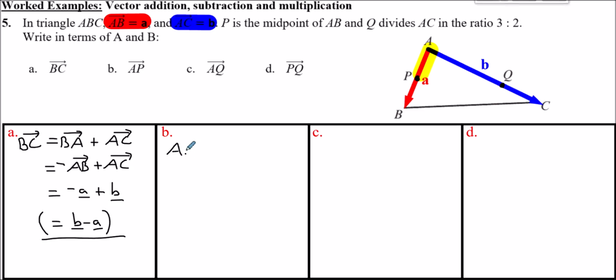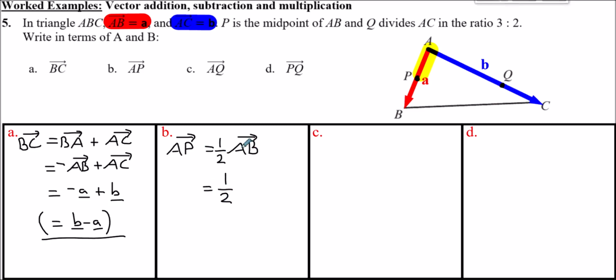So from A to P, it's along AB. Okay, it's along the road that goes from A to B, but it's not the full way from A to B. So how far along the road AB is P? Well, it says P is a midpoint of AB. Midpoint means you only need to go half the way along. So rather than going all the way from A to B, we just need to go half the way from A to B.